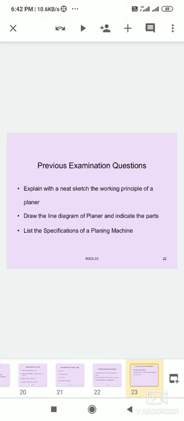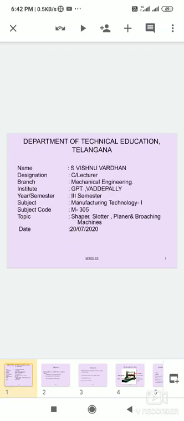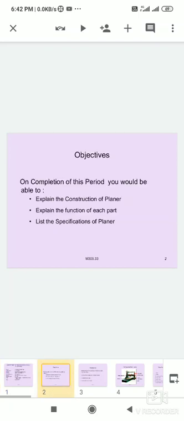Today we learned shaper, slotter, planer and broaching machine short notes, and the construction details of a planer and the function of each part, meaning the working principle of planer machine, and list the specifications of planer, and the working principle of planer.